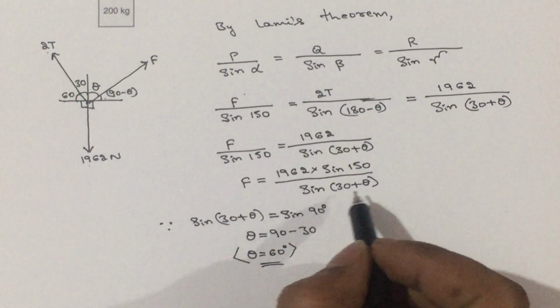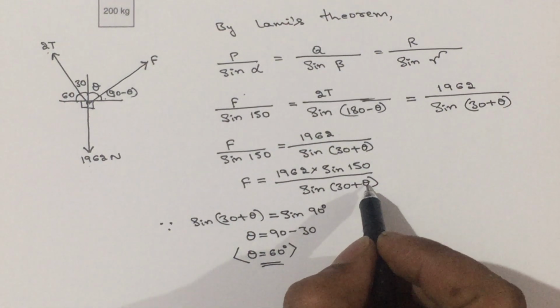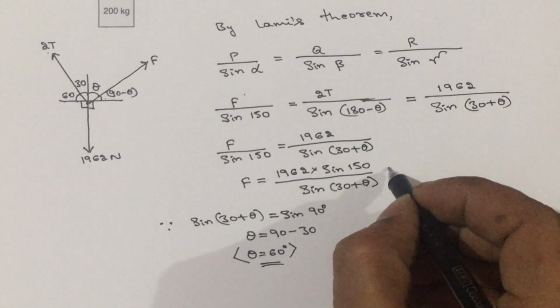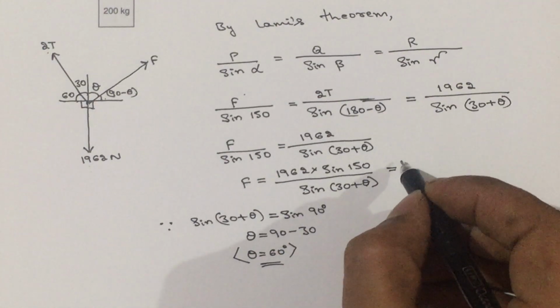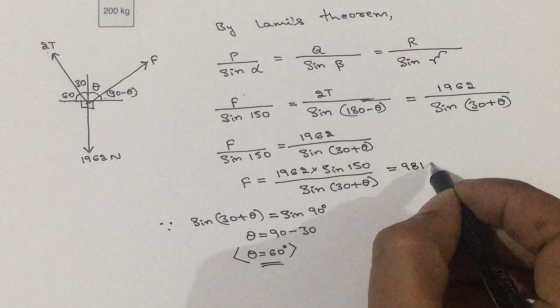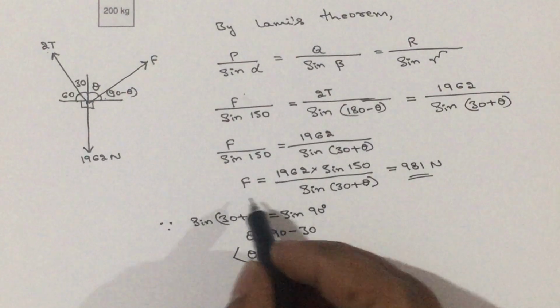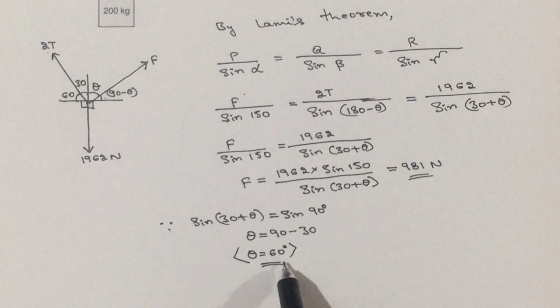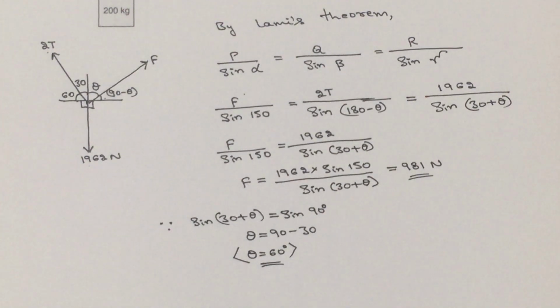So, if we substitute theta is equal to 60 degree here and solve it, you are going to get the F value as 981 Newton. So, we got the value of F as well as theta. That is all for this problem. Thank you.